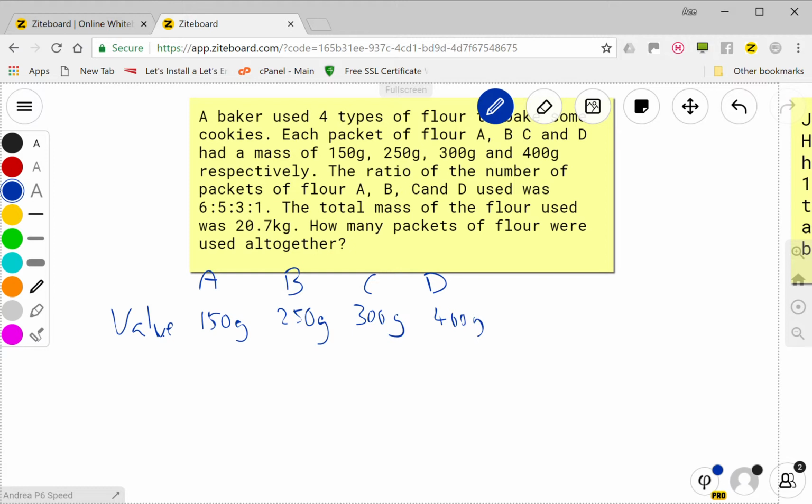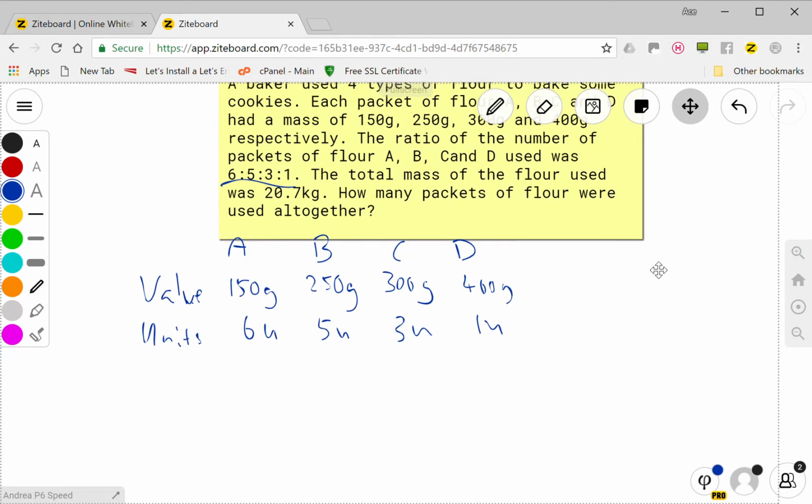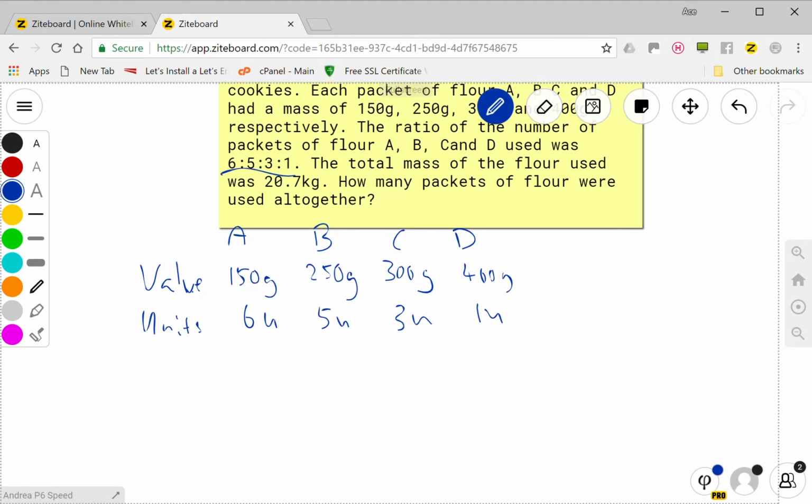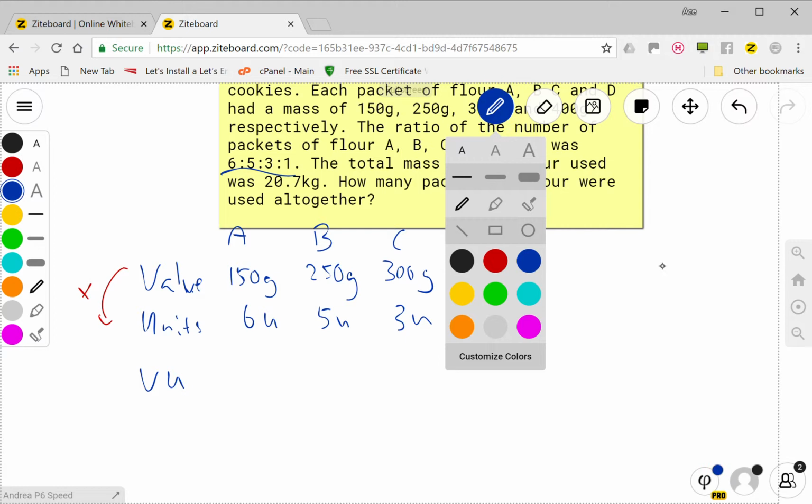Now the next information I have is the units. So what's the units? I'll just write here. The first one is 6U. The second one is 5U, 3U, and 1U. Now the first thing you need to do every time we identify value and units is find VU. What's the meaning of VU? That means you take value times the unit. You just multiply.